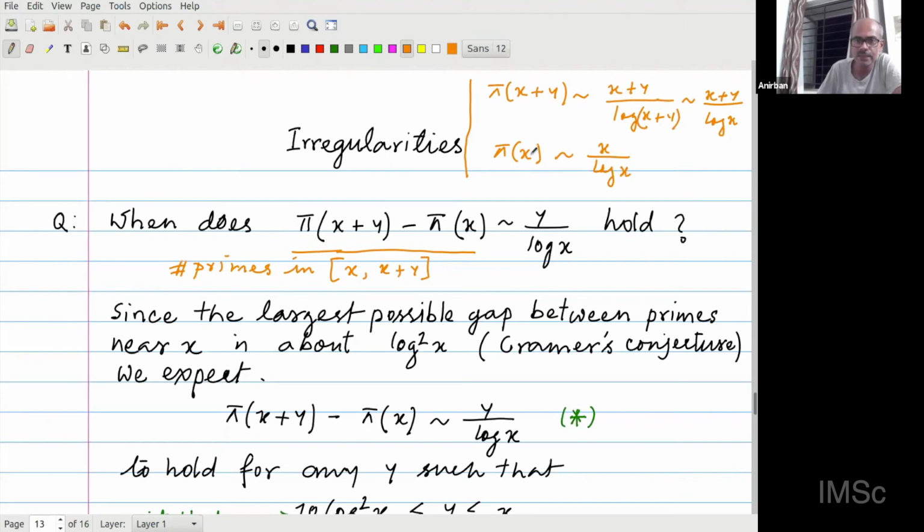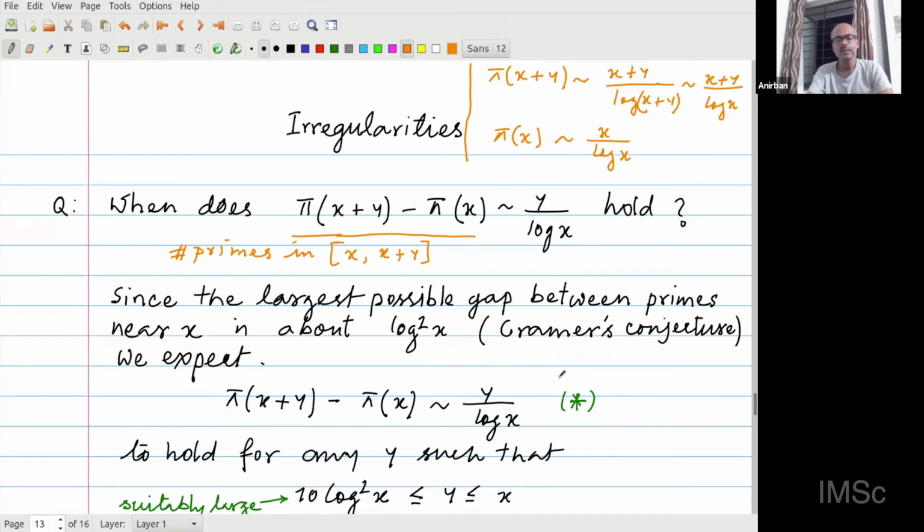If I subtract these two, that's what we are doing here, then we would expect this to be roughly y by log x. So that is what we should expect. So when does this hold? That question is, when does it hold? Now the Cramer conjecture says that the largest gap between primes is log square x. So if y is smaller than log square x, then these things may not happen. So we should take y reasonably larger than log square x.